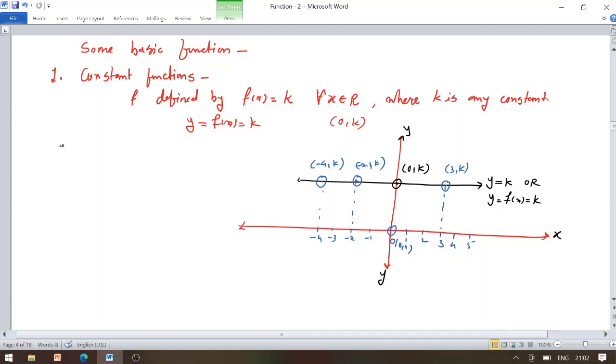For example, under the constant function, an example is of the form f of x equals 3. That means it is a line which passes through the point 0 comma 3 and is parallel to the x-axis. Or you might have the example f of x equals minus 3 by 2. So it is a line passing through the point 0 comma minus 1.5 and parallel to the x-axis.